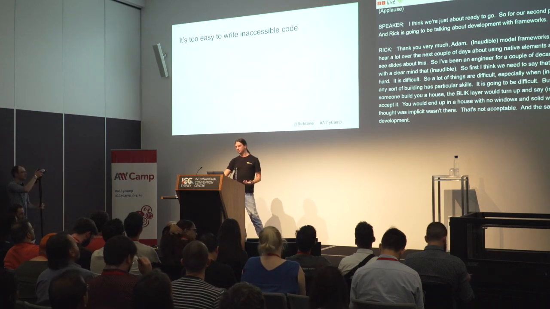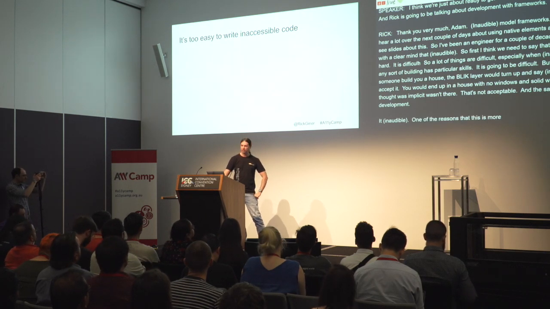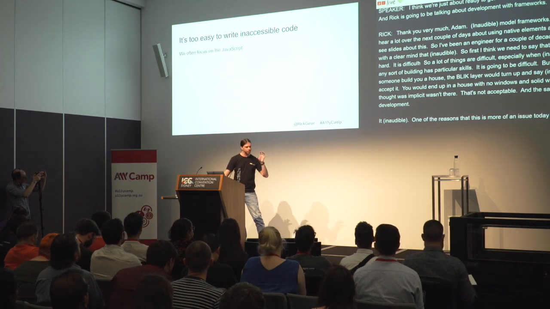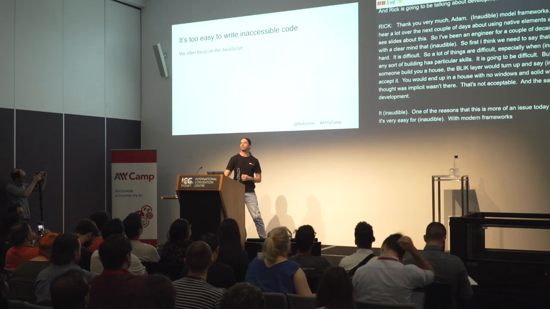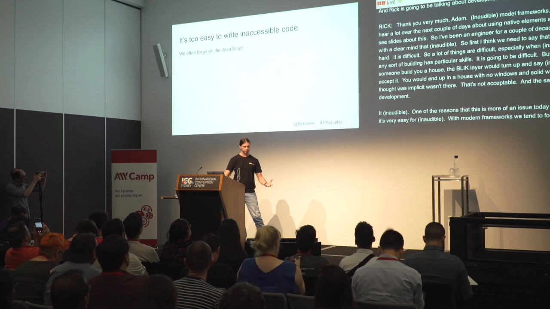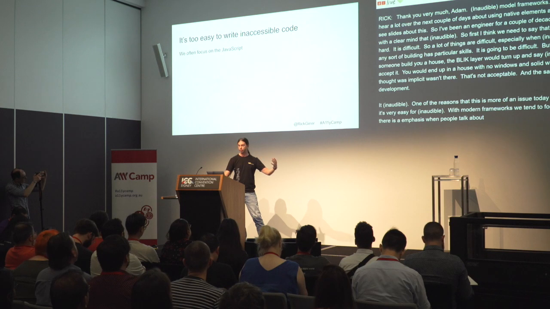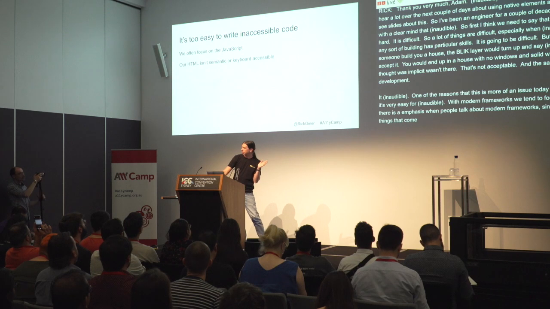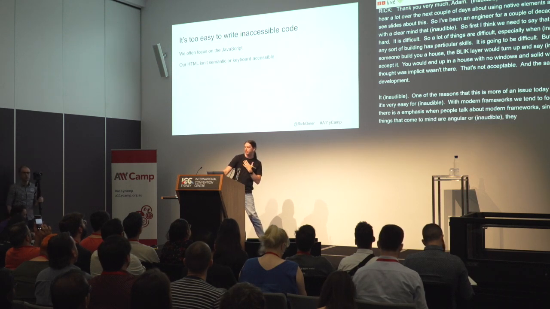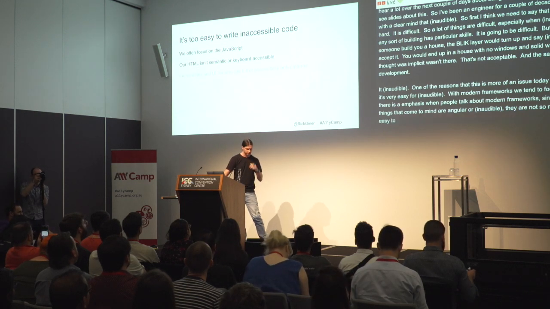One of the reasons that this is more of an issue today than maybe it has been at other points in the web's history is that it's very easy to write inaccessible code. With modern frameworks, we tend to focus on the JavaScript. Not everyone and not always, but there is a large emphasis on JavaScript. When people talk about modern frameworks, single-page applications, the things that come to mind are React or Angular or Vue. They're not so much the HTML. So the HTML sometimes is a second thought, which means it's easy to forget to ensure that it's semantic and make sure that it has things like keyboard accessibility.